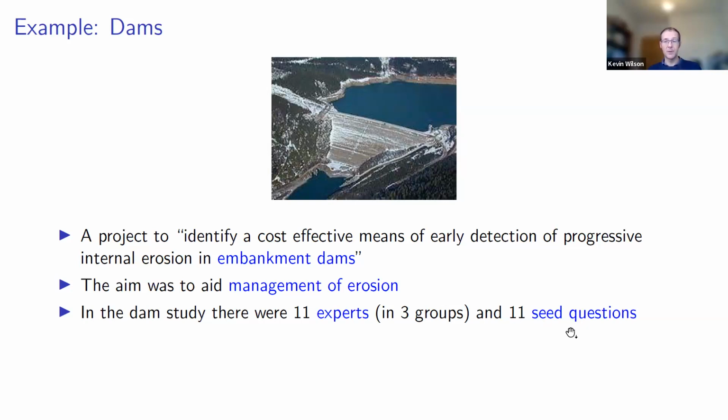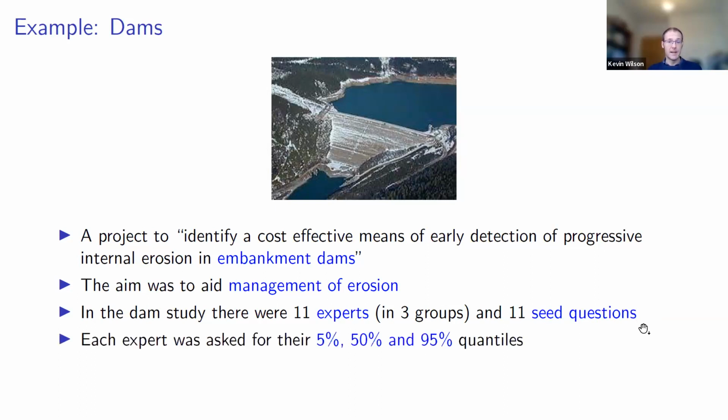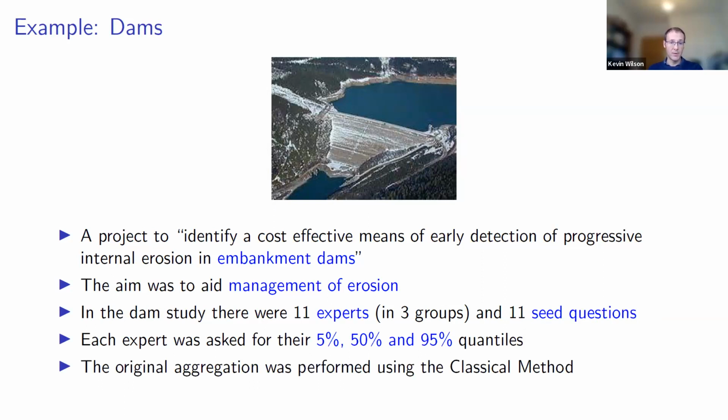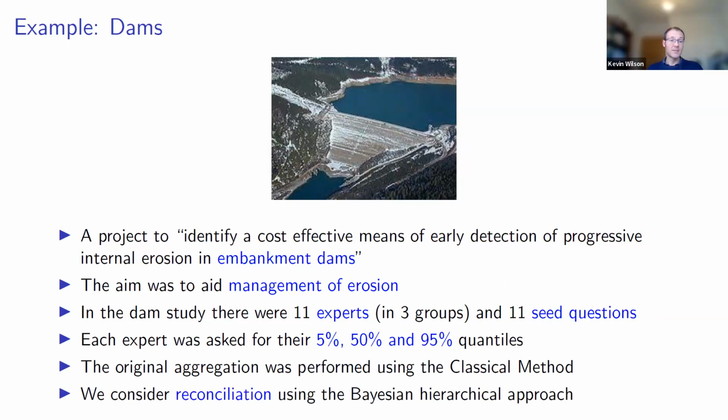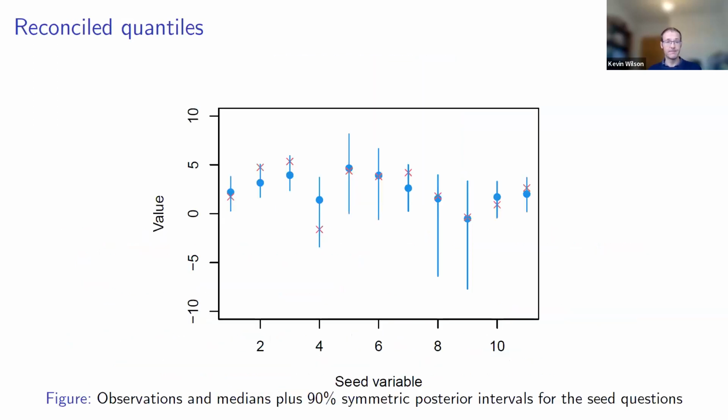And of course, that's quite nice because we know the true values of the seed questions, so we can see how well we're doing. Because this original study used the classical method, we elicited 5%, 50%, and 95% quantiles. So L is the 5% quantile, U is the 95% quantile. As I say, the original aggregation was performed using the classical method. So as an alternative, we're now going to look at what the aggregation would have looked like had we used this Bayesian hierarchical approach that I've just been through.